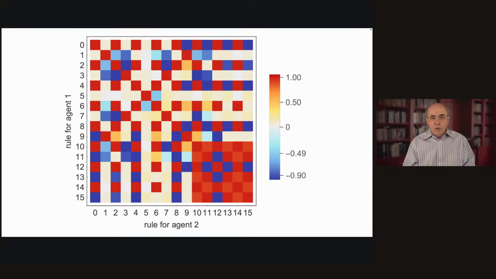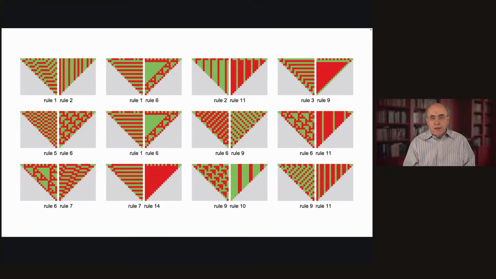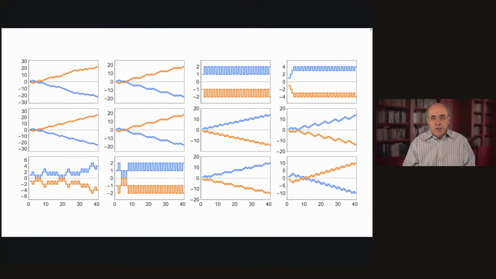Some notable competitions of cellular automata competing with cellular automata are these ones here. And the cumulative match or not payoffs in these cases are these here. So we're seeing here that one cellular automaton will win for a while, then lose, and eventually there's sort of divergence.